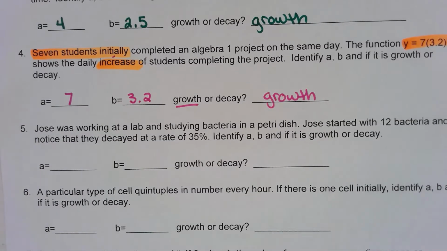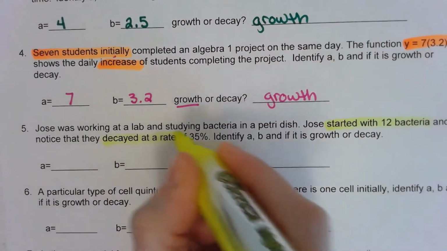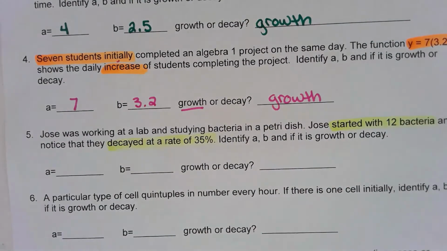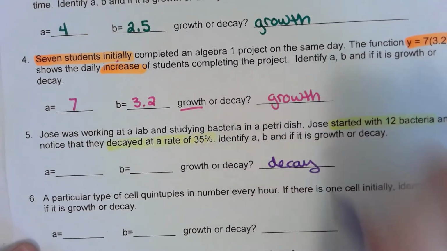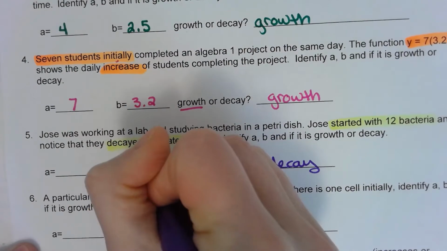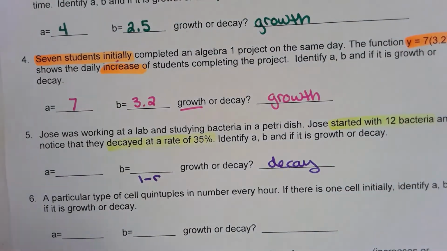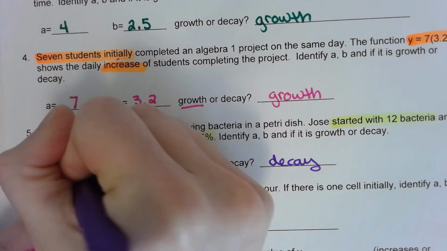Number 5. Jose was working at a lab and studying bacteria in a petri dish. Jose started with 12 bacteria and noticed that they decayed at a rate of 35%. Okay. This time they told us that it is decaying, so that's going to be exponential decay. Which means whenever I'm finding my B value, we have to do 1 minus the rate. Okay, so my A value is the starting amount. They said he started with 12 bacteria.